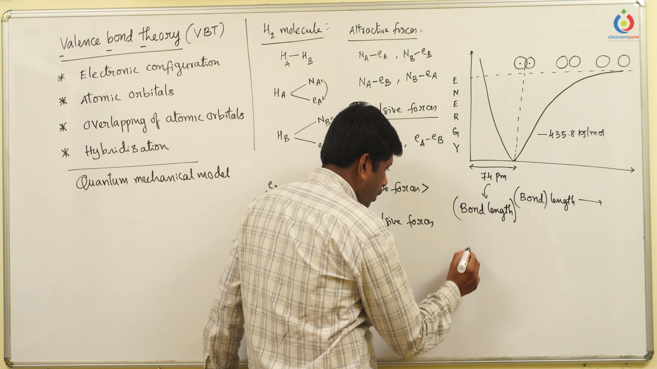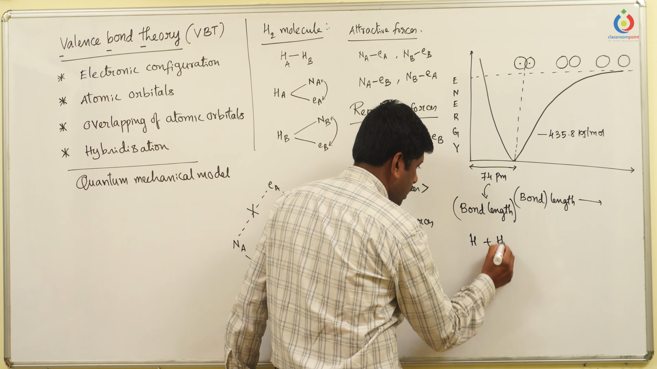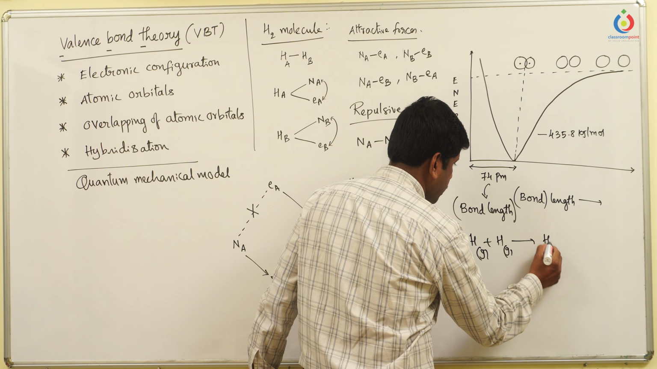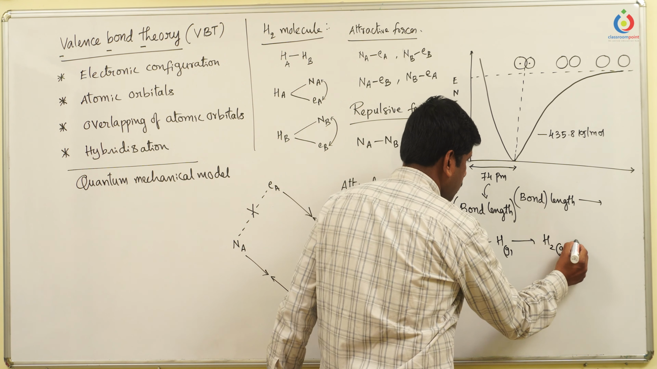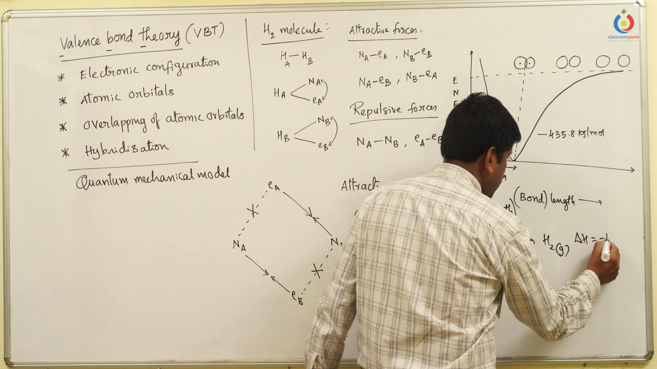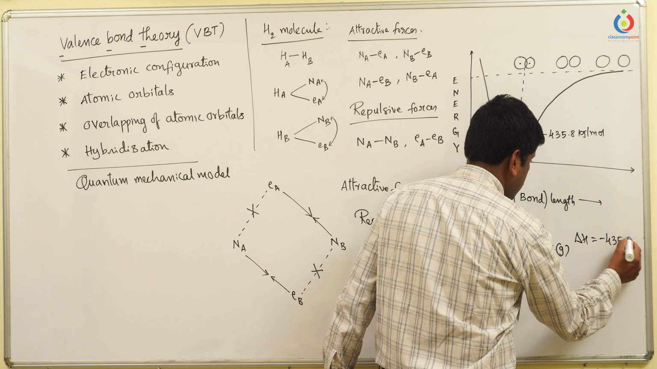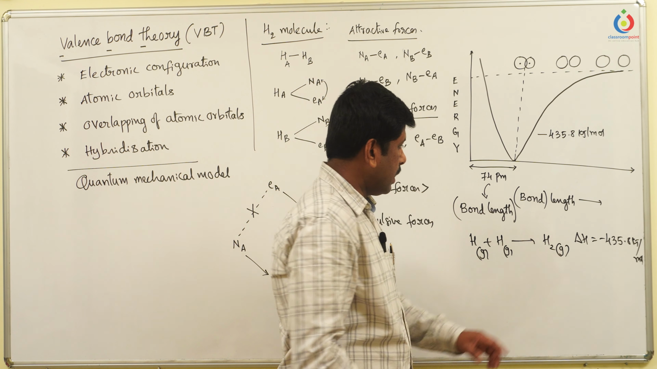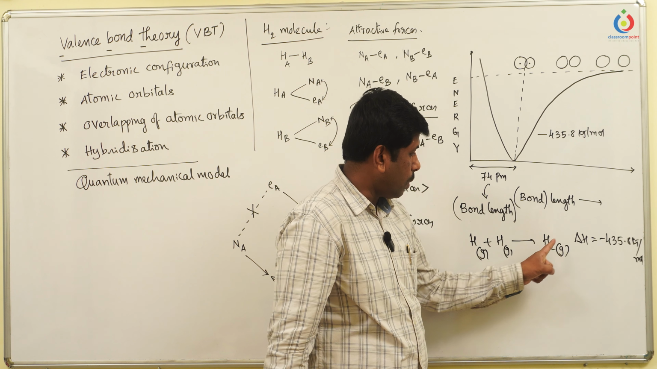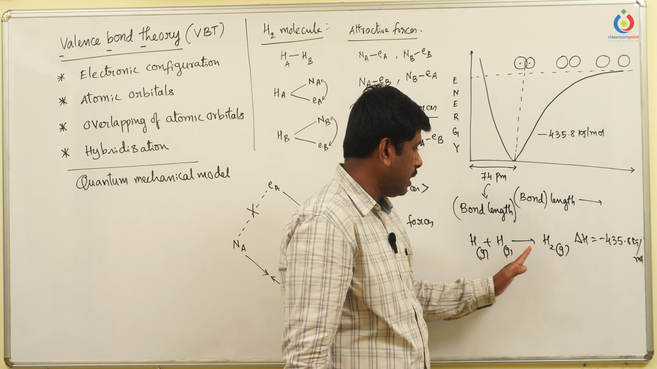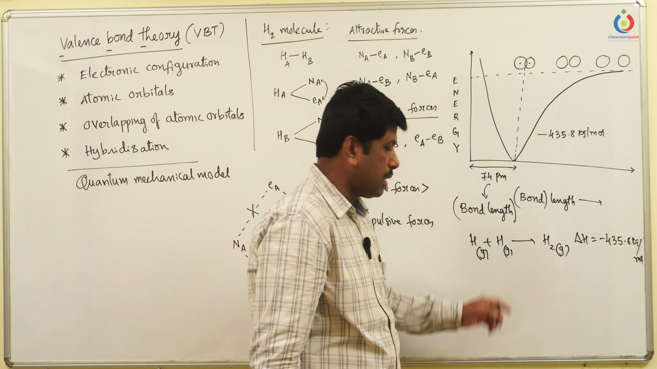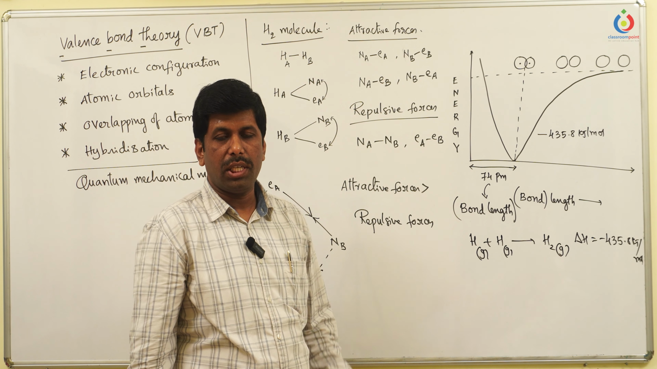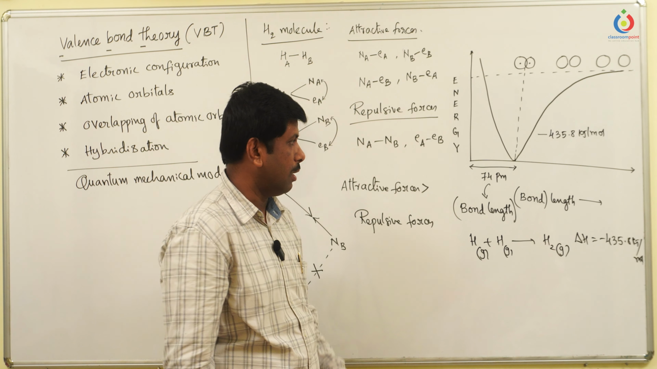So whenever we take two hydrogen atoms in the gaseous state, and they form the H2 molecule, the amount of energy they lose is 435.8 kilojoules per mole. And if the same amount of energy is provided to the H2 molecule, it will break the H2 molecule into its respective hydrogen atoms. That's why it is called the bond dissociation enthalpy or bond formation enthalpy.